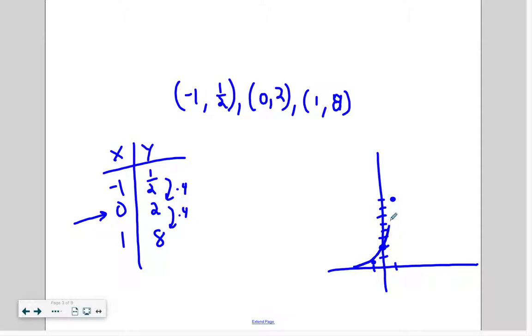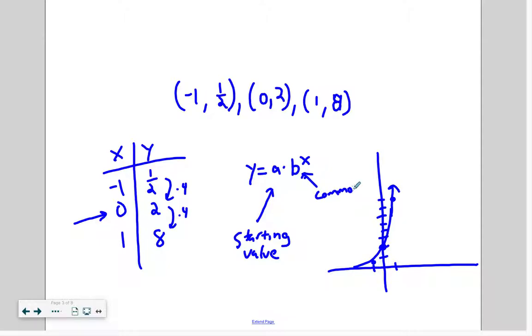Now, here's the trick. The equation for an exponential function is always y equals a times b to the x, where a is our starting value, okay, and b is our common ratio. How do you find a, the starting value? Well, that's the one with x equals 0, right? And then you really just take this number.